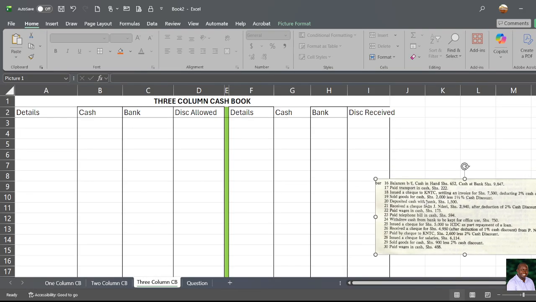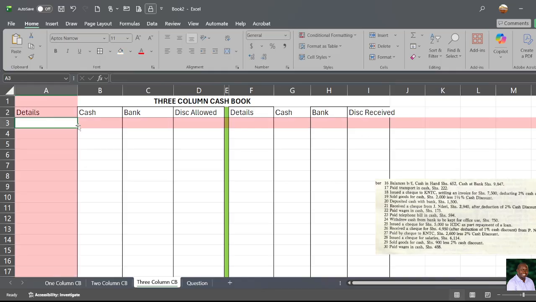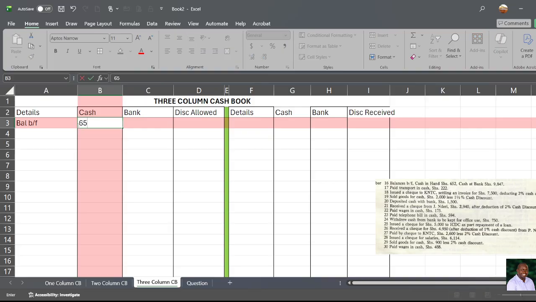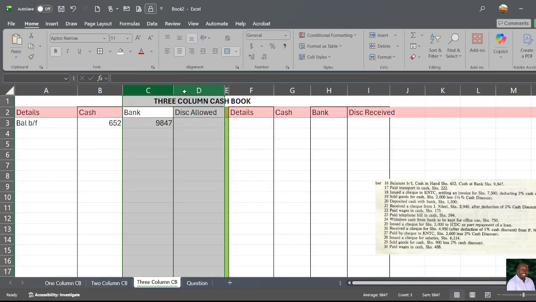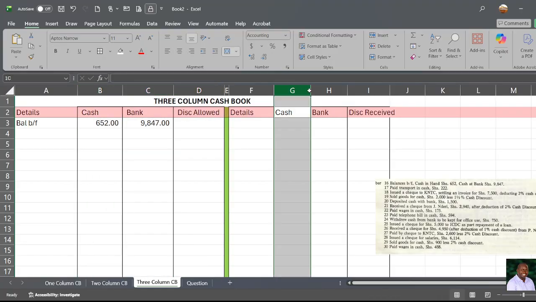So we are told that this one started with balances. We are seeing the balance brought forward for the cash is 625, the bank is 98.7. So let me just do balance brought forward here. Balance brought forward for cash is 652. Balance brought forward for the bank is 98.47. So those are the figures that we have. Let me do this so that I work on them nicely with the decimals.